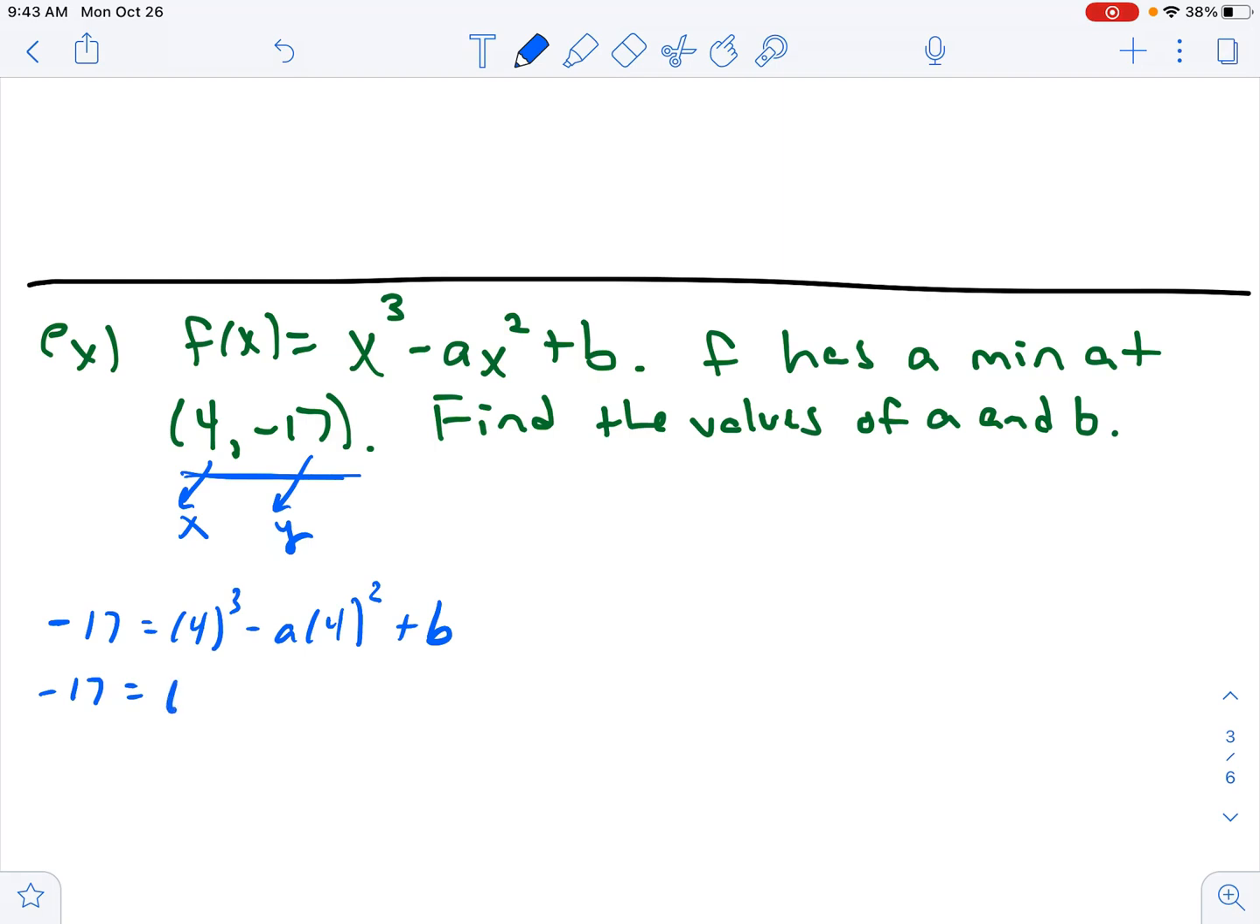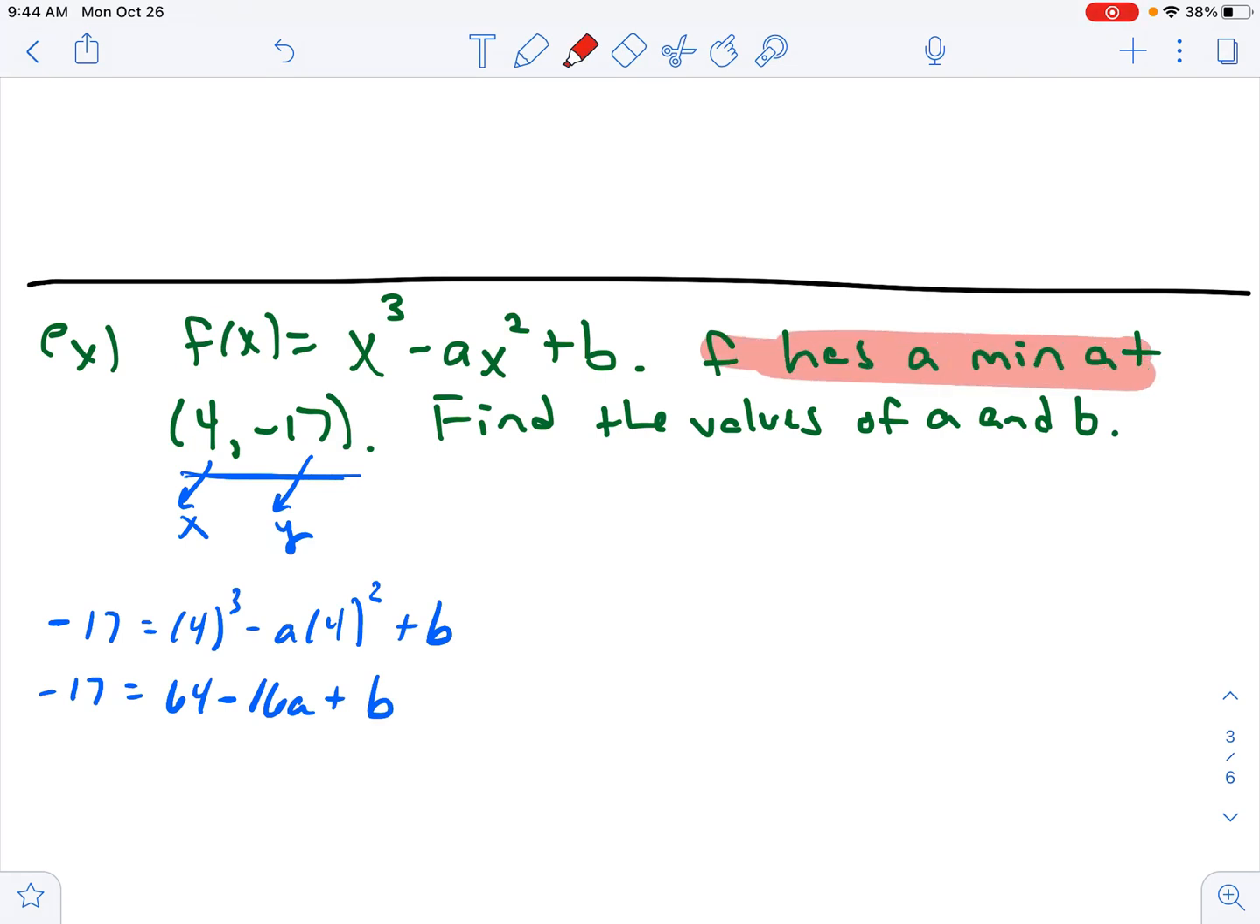Okay, and I can clean this up a little bit if I want here. Let's see, that becomes 64 minus 16a plus b. I can move the 64 around if I want, but this in and of itself is not enough to solve for a or b. Okay, we need to know the value of one of those to get the value of the other. So that's one thing we can do, but it only leads us so far.